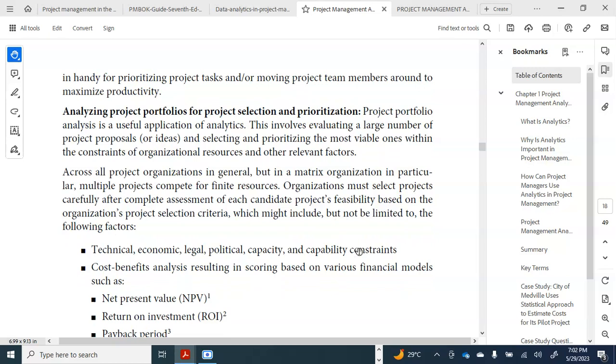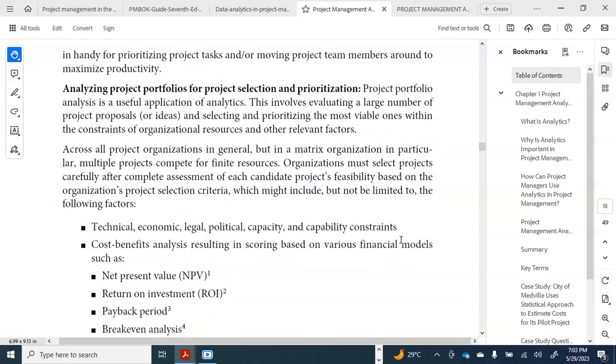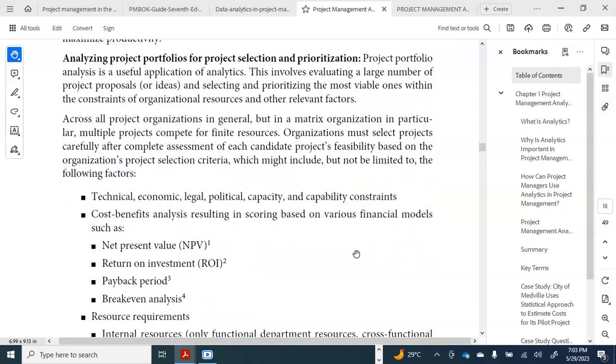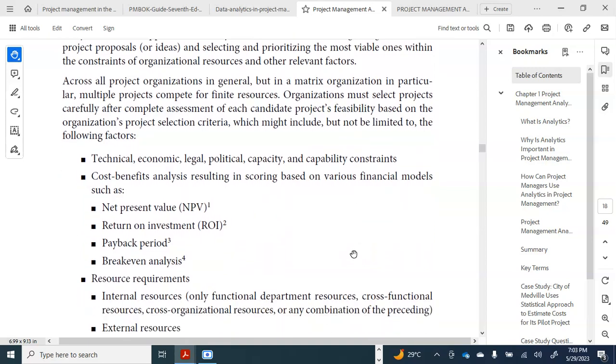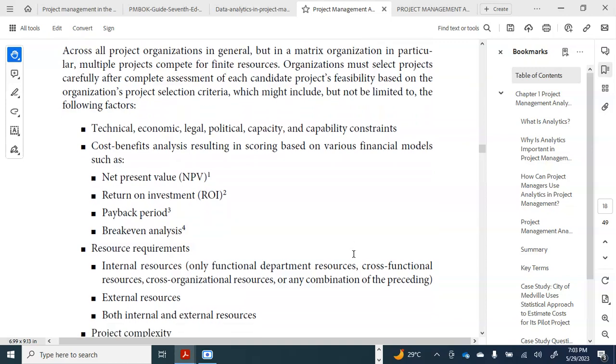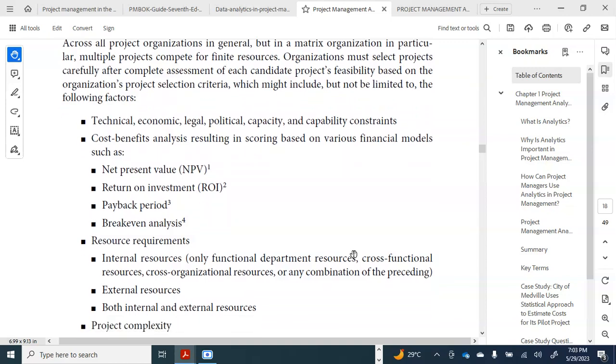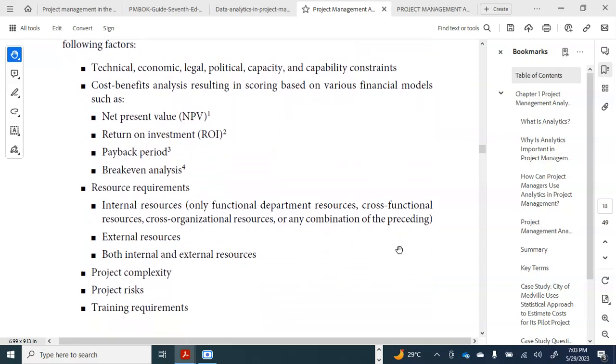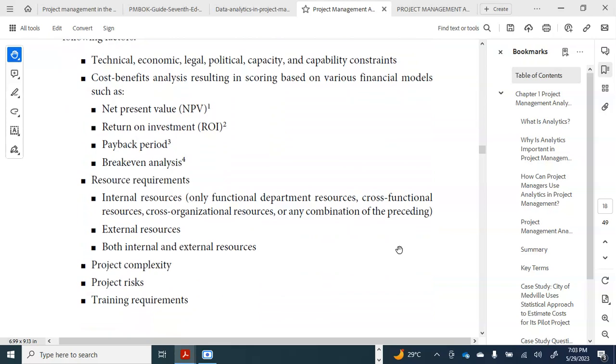Number one, technical, economic, legal, political, capability constraints. Number two, cost benefit analysis resulting in scoring based on various financial models such as net present value, return on investment (ROI). When you do analysis, be able to know all these things: return on investment, payback period, breakeven analysis. Then resource requirements: internal resources, only functional department resources, cross-functional resources, cross-organizational resources, or any combination of the preceding; external resources, both internal and external resources; project complexity, project risk, training requirements.